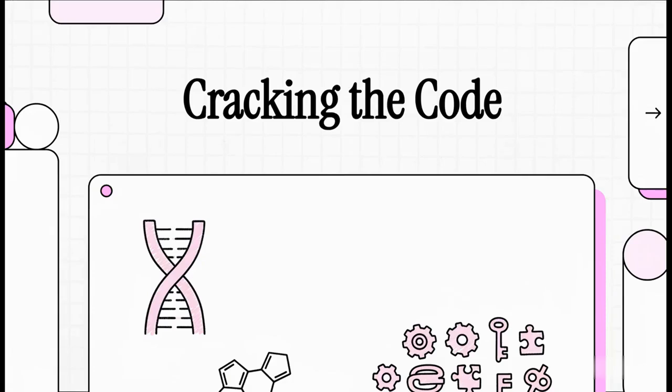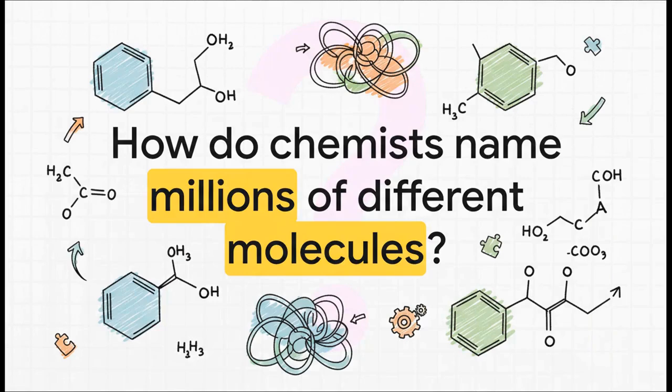All right, let's get into it. Today, we are cracking the code of organic chemistry. Think of it as the language that literally describes the building blocks of life. I mean, have you ever wondered how in the world chemists keep track of millions, literally millions, of different molecules? It sounds kind of impossible, right?